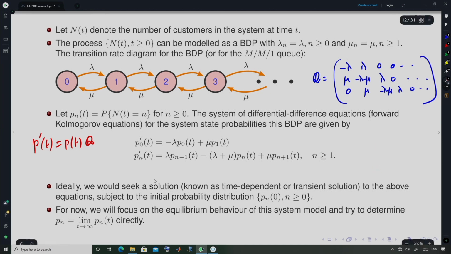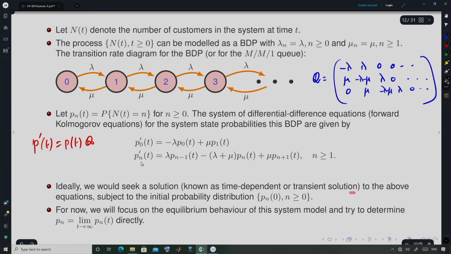Ideally, we would seek a solution to this system of equations so that at any point of time t, we know the probability that there are n customers in the system. This solution is what is called the time dependent or transient solution, because we want to look at Pn of t subject to the initial distribution, whatever you are assuming for Pn of 0. This is a probability distribution, which means the sum of Pn of 0 must be equal to 1. If it starts at 0, then simply P0 of 0 is 1 and the rest of the Pn of 0 are all 0, whatever the initial probability distribution is. Subject to this, we would obtain the solution, which is what we would ideally like to have. If we can have that, then even in the time dependent nature, where the system has not reached the equilibrium level and is in the transient phase, you can answer any question.